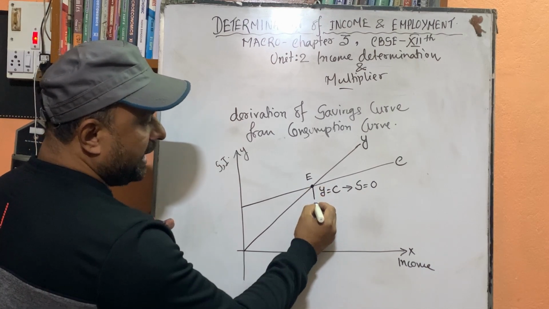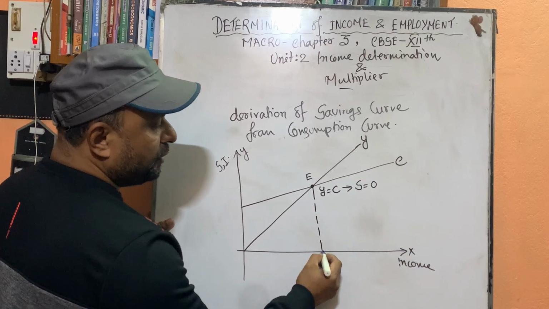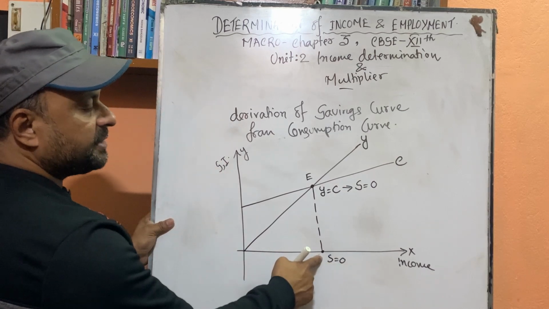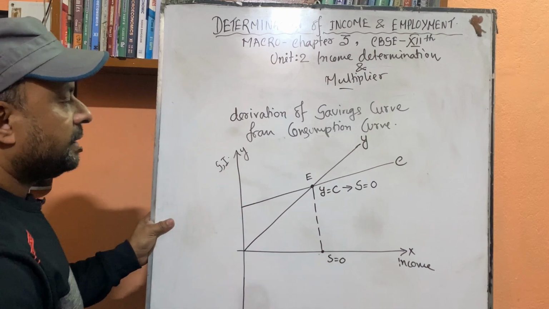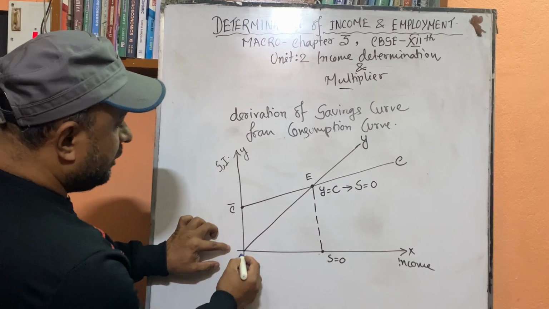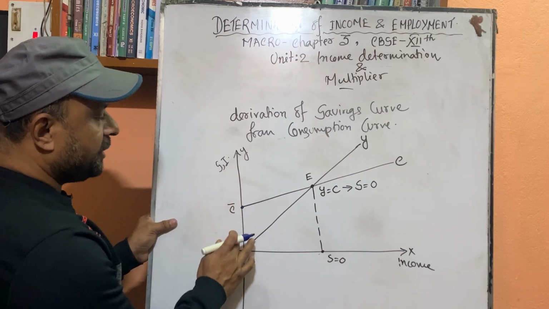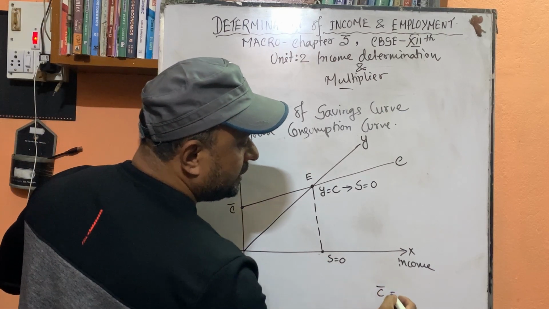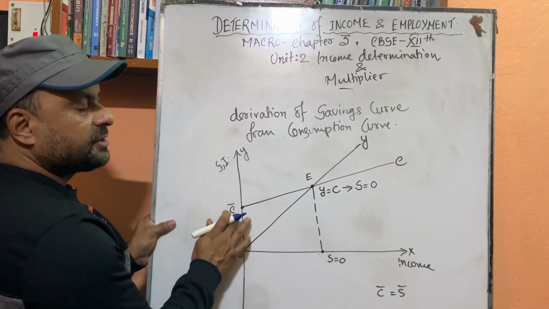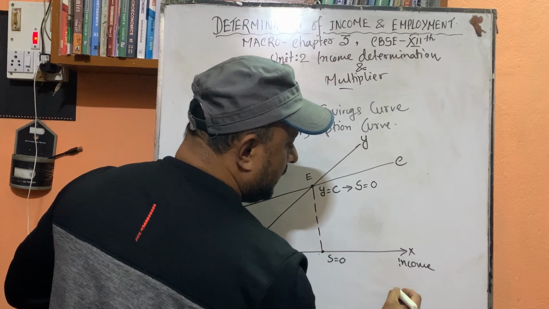Now if we produce the line and draw a perpendicular on the x-axis, at that point we get saving equal to 0. So this is one point of the savings curve. Now another point: this is autonomous consumption. At 0 level of income, whatever the consumption is, that is autonomous consumption. Autonomous consumption and autonomous savings are equal in magnitude, because when there is no income, whatever the consumption is, its negative is savings.